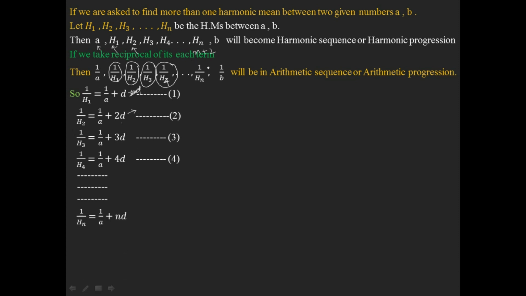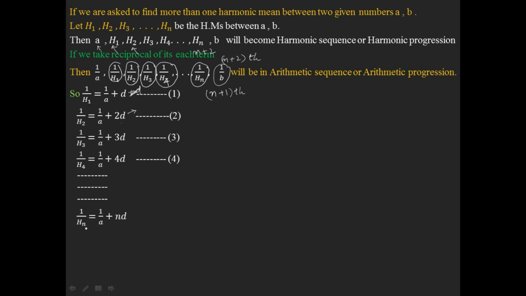1 over hn is basically the n plus 1 term. Why is this the n plus 1 term? Because this is the first term and this one is the second term. The second term is 1 over h1. Here h1 is written, but this is the second term. This is the third term and h2 is written over here. This is the fourth term and h3 is written over here. So where hn is written, this will be the n plus 1 term, and 1 over b is the term number n plus 2.